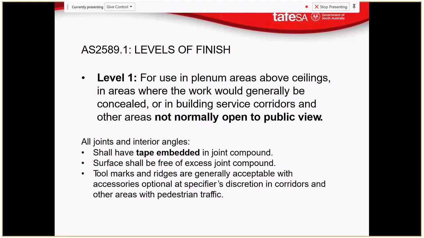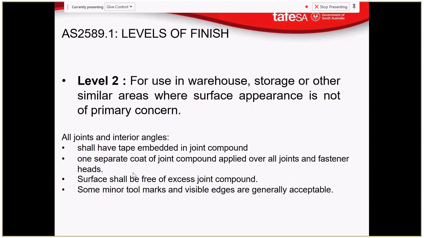So just quickly, all joints and interior angles shall have tape embedded in joint. Surface shall be free of excess joint compound. Tool marks and ridges are generally acceptable, with accessories optional. It specifies discretion in corridors and other areas. So it still has jointing tape and jointing compound, but it's not flushed very well.